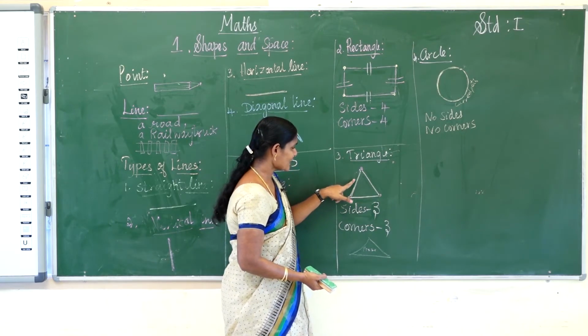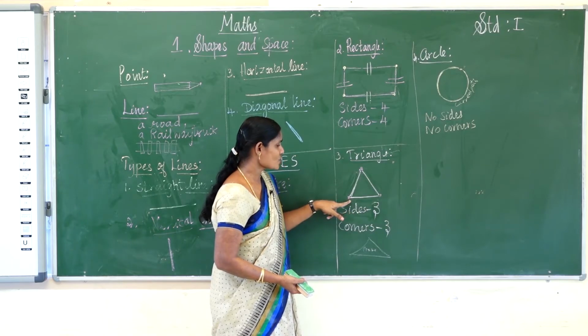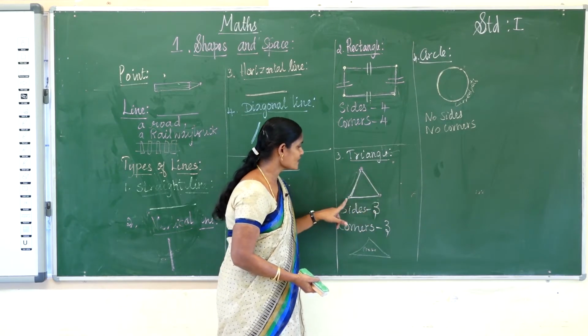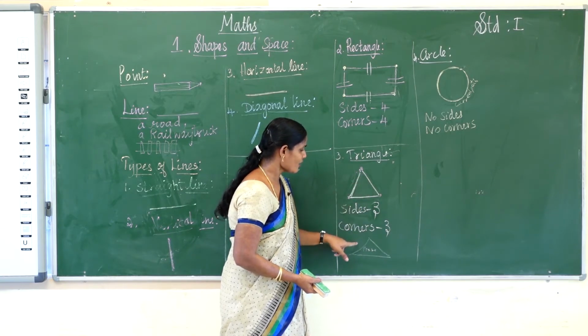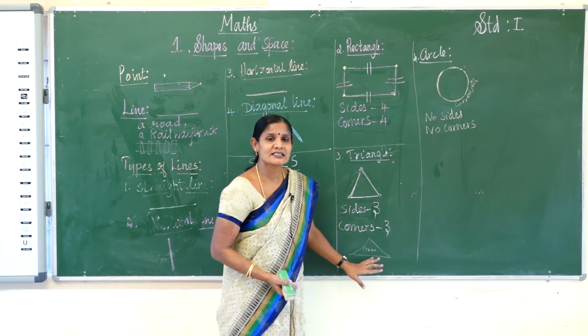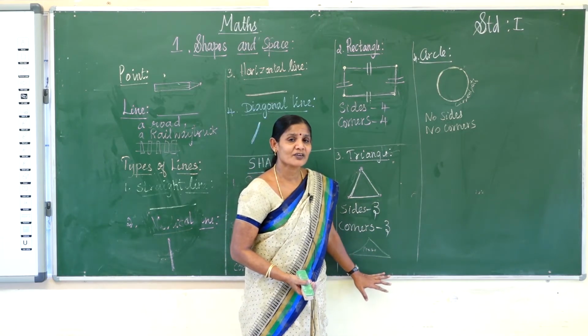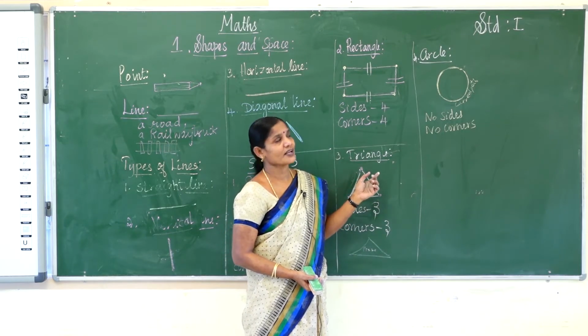Next we see triangle. So one diagonal line, then another diagonal line. Here one horizontal line. These are joined together. How many sides? 1, 2, 3. How many corners? 1, 2, 3. Okay, what's an example of the triangle? Pizza, samosa is an example of the triangle.